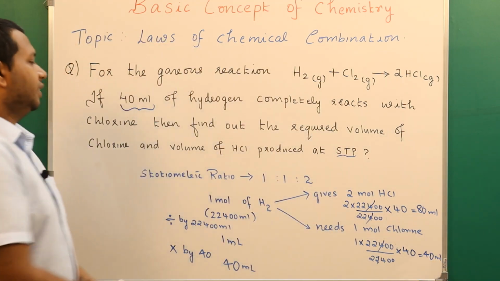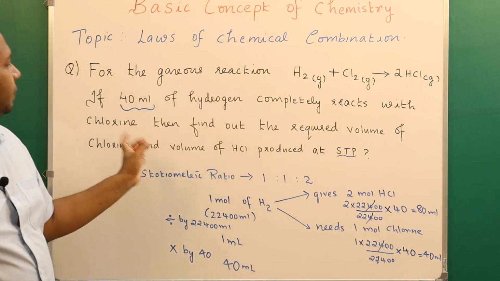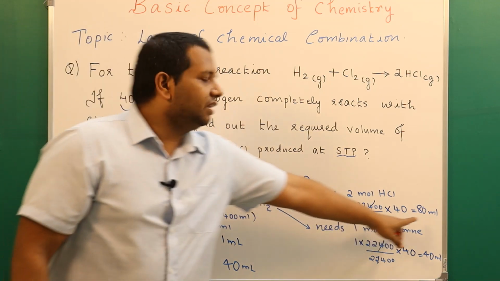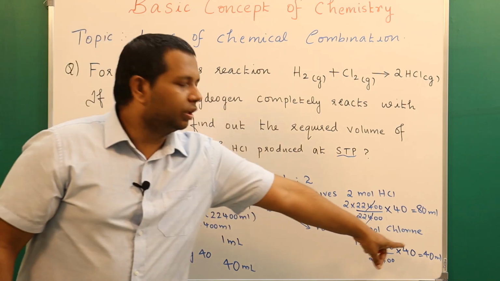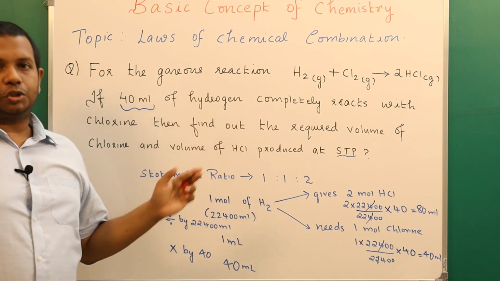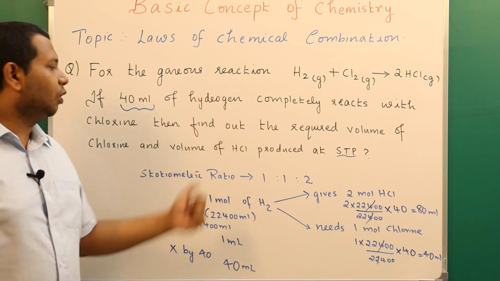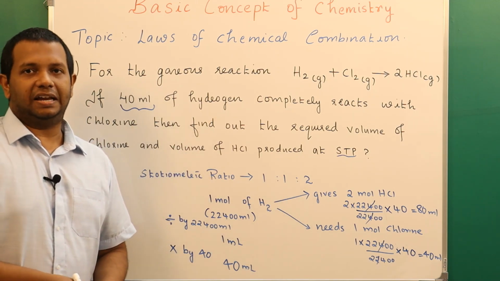So what is the answer then? 40 ml of hydrogen will produce how much volume of HCl? 80 ml of HCl, and it needs how much volume of chlorine? It needs 40 ml of chlorine. So this is the standard method, the stoichiometric method, that I have applied and got the answer. Now I will directly apply Gay-Lussac's law and try to get the answer.